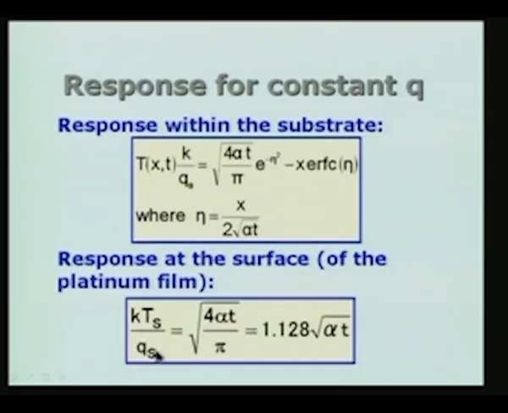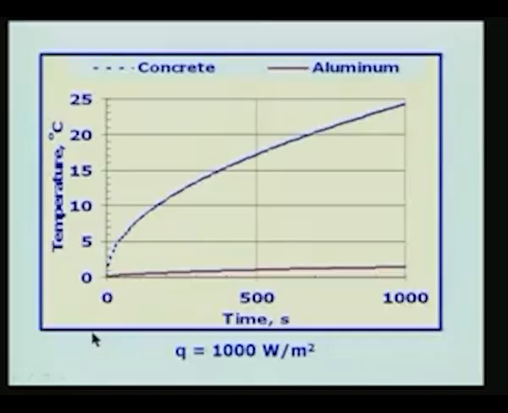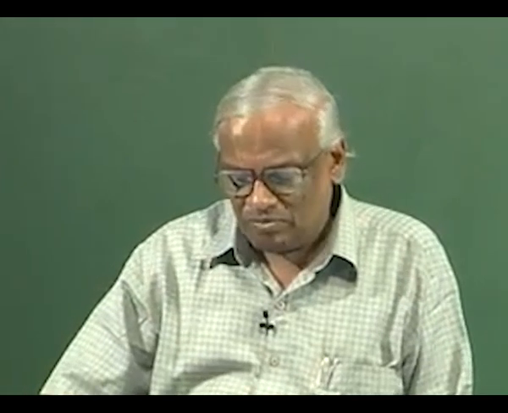So, k Ts by Qs, if I put x equal to 0 in this equation, will give you square root of 4 alpha t by pi, and this can be written as 1.128 square root of alpha t. Alpha is the thermal diffusivity of the material of the substrate. And let us look at the typical variation of the temperature of the surface.